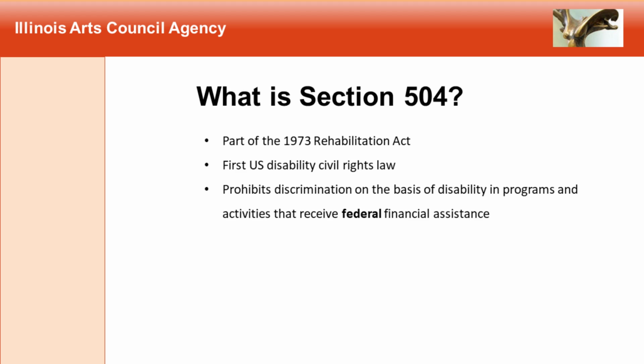Shifting gears for a minute, let's talk a little bit about Section 504. Section 504 is part of the 1973 Rehabilitation Act. It prohibits discrimination on the basis of disability in programs and activities, public and private, that receive federal financial assistance. So that's the key, is federal.